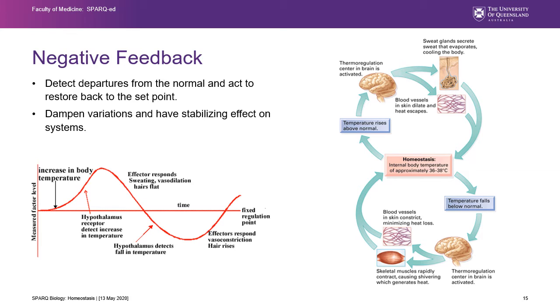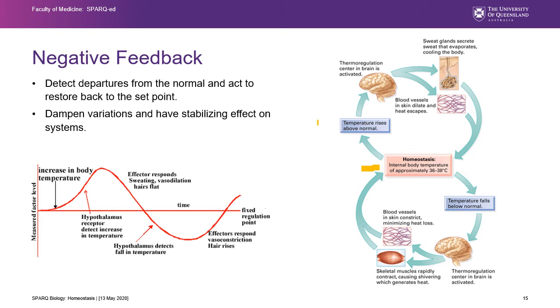This dampens any variations caused by the environmental changes and has a stabilising effect on systems. Let's look at an example. On the right of the screen is the negative feedback cycle for temperature. We know that generally our internal body temperature remains between 36 to 38 degrees.